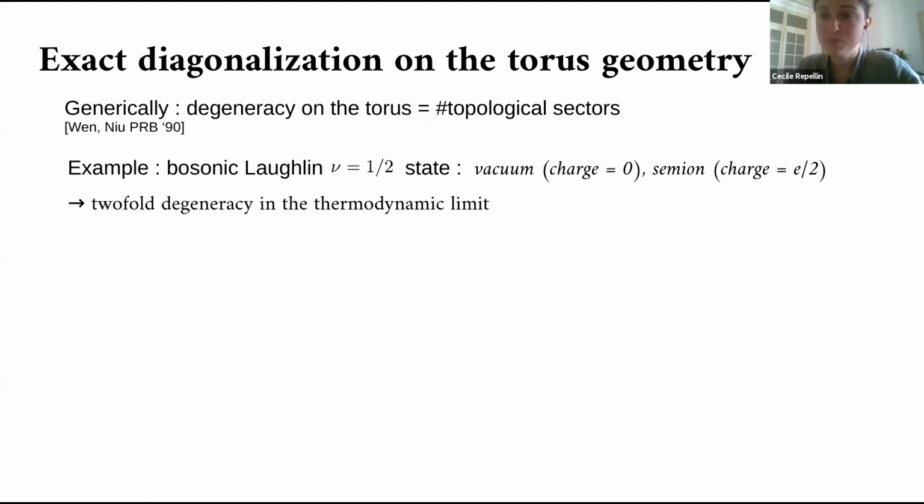Likewise, let's take another example. I could have used the Laughlin 1/3 state, which is realized in the solid state context. Then I would have had the vacuum, one anyon of charge e/3 and one anyon of charge 2e/3. So that's 3 topological sectors. So I expect a ground state that is 3 times degenerate on the torus.